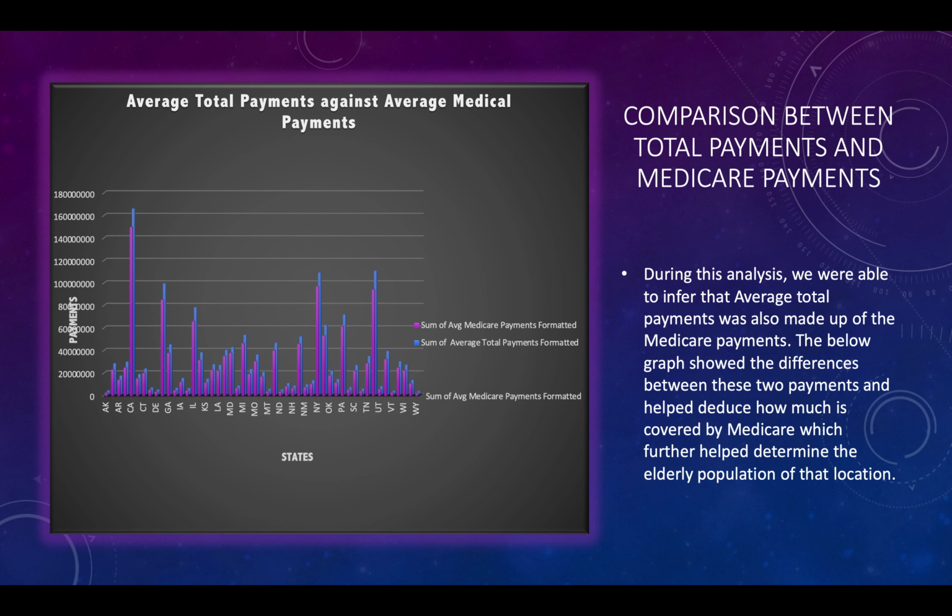And from the graph, you can actually see that there is a very close amount being spent between total payments and Medicare payments, which gives insights that most people that are visiting these hospitals are elderly people, and that's where Medicare payments are covering a lot of this cost, because that is what Medicare payments are for.